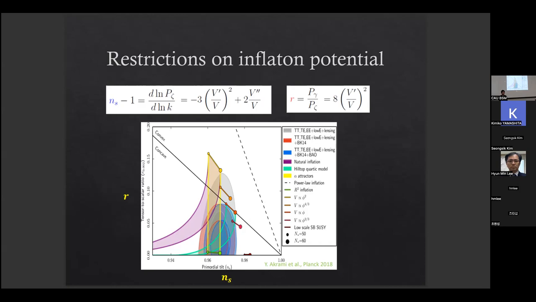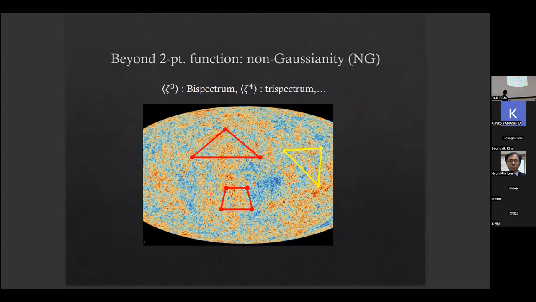Of course, you can consider much higher-point correlation functions beyond the two-point correlation function. For example, the three-point correlation function of the curvature perturbation is called the bispectrum, and you can also consider the four-point correlation function, called the trispectrum. This is also true for the tensor perturbation. This kind of higher-point correlation function, called non-Gaussianity, is my topic.